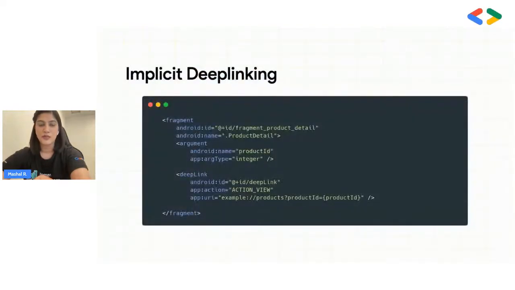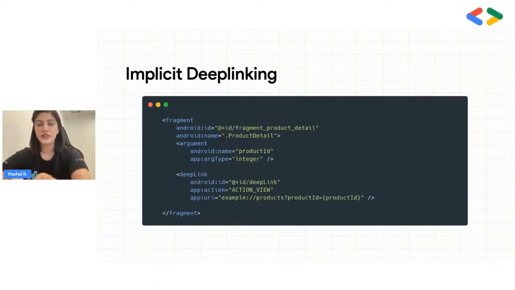So talking about implicit deep linking, it's pretty simple to achieve through navigation component. As you see, I already have a deep link written for the product detail fragment. So one, we need to identify the ID of the deep link. Then we add the action we want to perform when this deep link is clicked. In this case, it's action view. Finally, we have the URI. When we access this URI, it's going to open product detail screen directly for us.